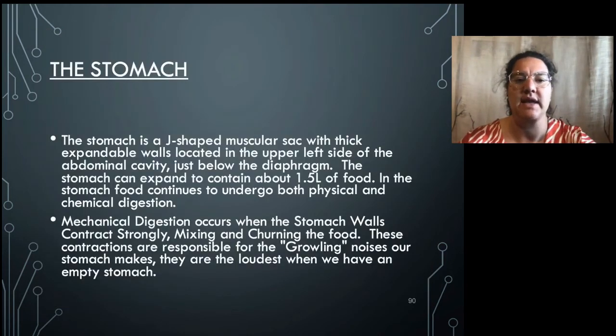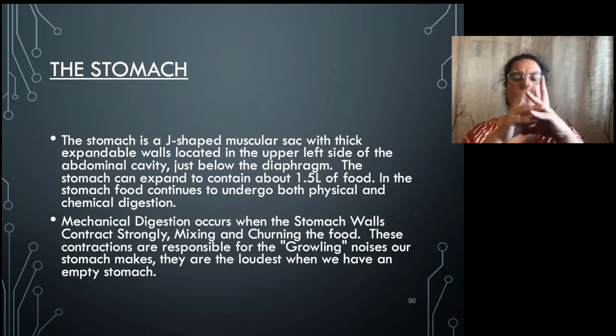So the stomach is a muscular sac with a thick expandable wall. Our stomach can expand and contract, and it is located in the upper left side of the abdominal cavity below the diaphragm. So it's actually quite high up in our abdominal cavity. And it can expand to contain about 1.5 liters of food.